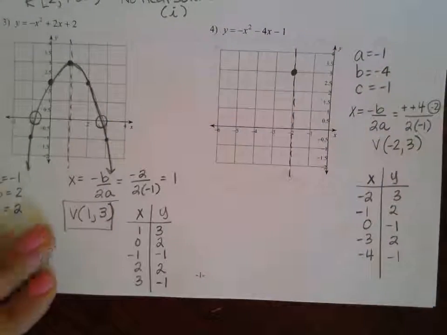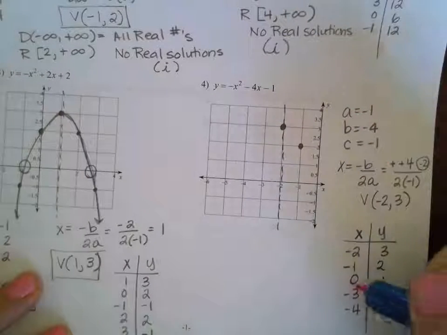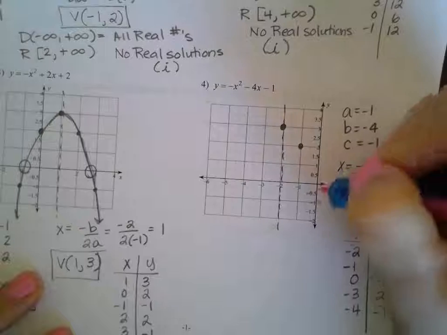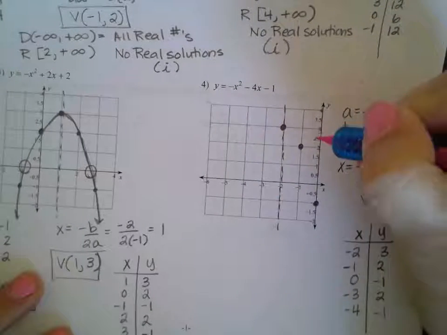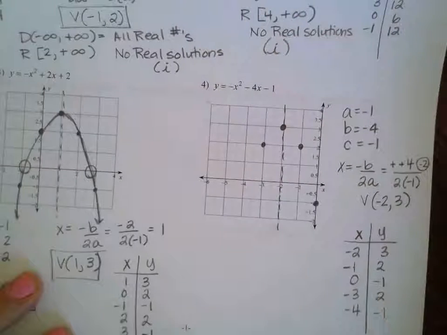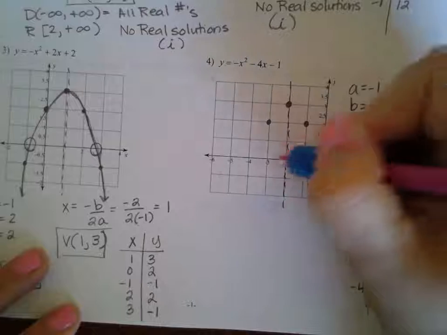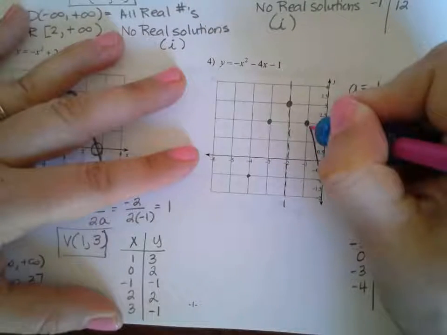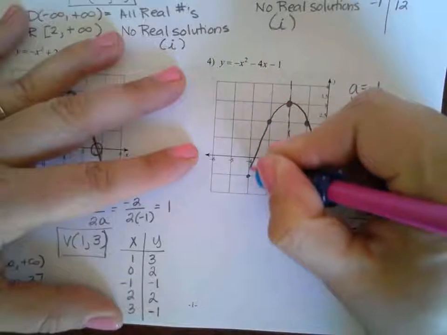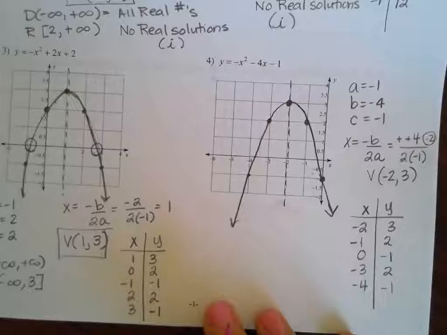So we're going to plot those points. Negative 1, 2 is right here. 0, negative 1 is down here. Negative 3, 2 right here. And negative 4, negative 1, so over negative 4, down 1. And then make a curve. Try to make it as curved as you can. There we go. Put some arrows on the bottom because this technically goes on forever.